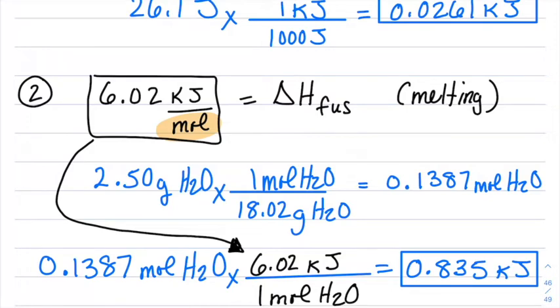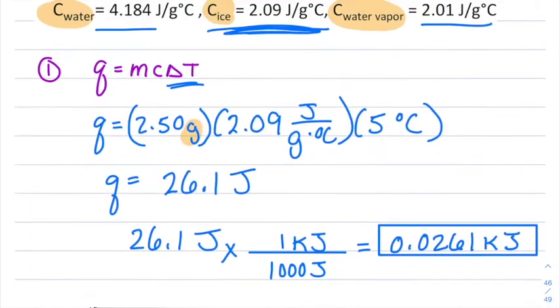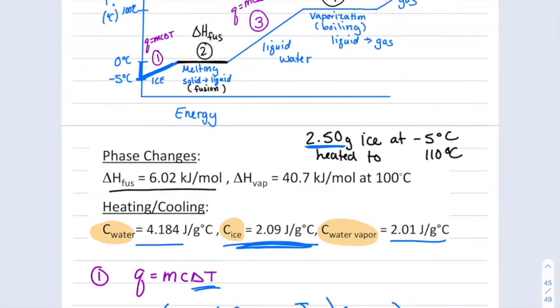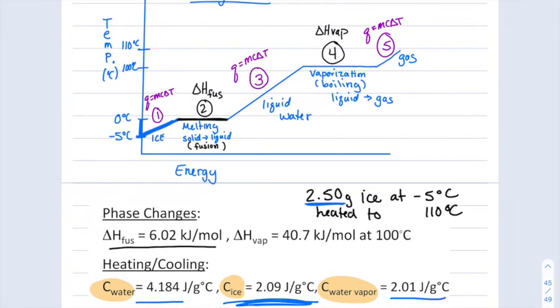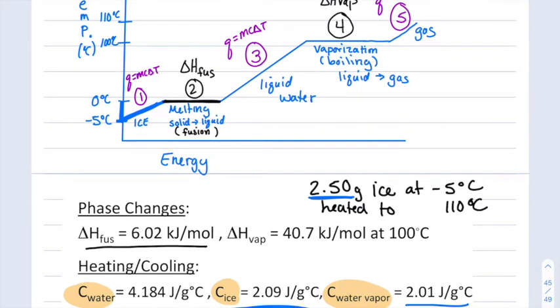And how are we doing? Anyone still need the screen that's up right now? Okay. All right, so go ahead and try 3, 4, and 5 here. So you have the values down at the bottom, and then 3, 4, and 5, you have the chart at the top where 3 and 5 are your Q equals MCAT, and 4 is going to be your delta H of vaporization.